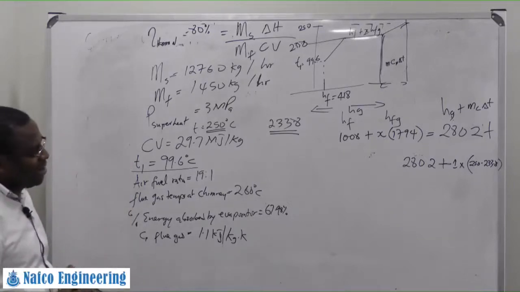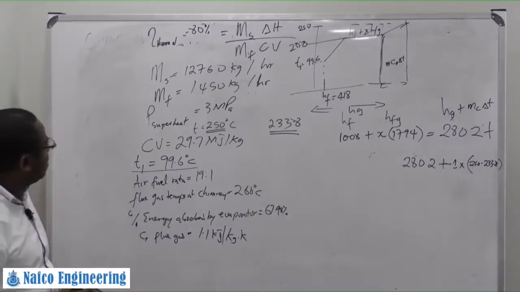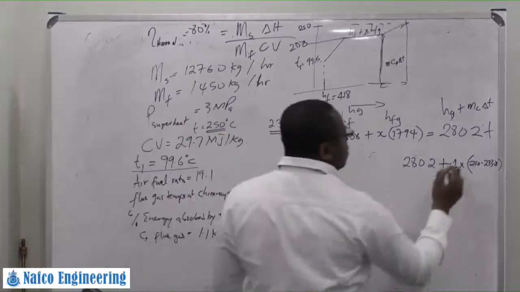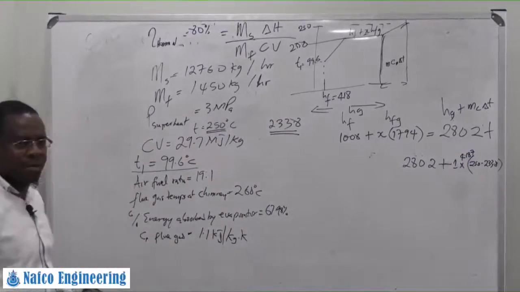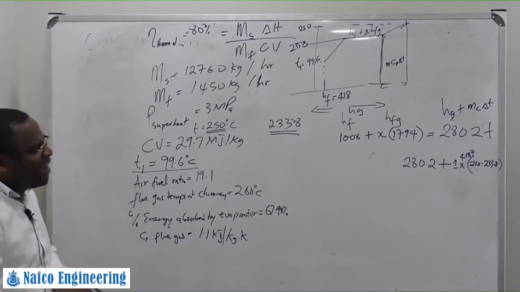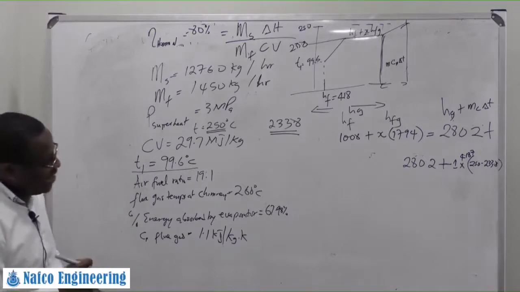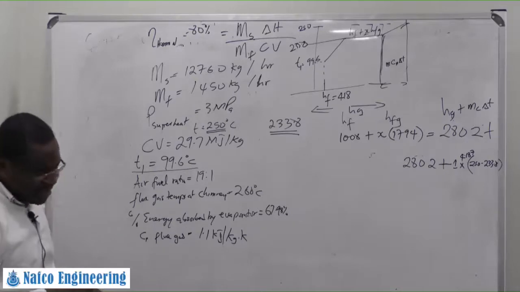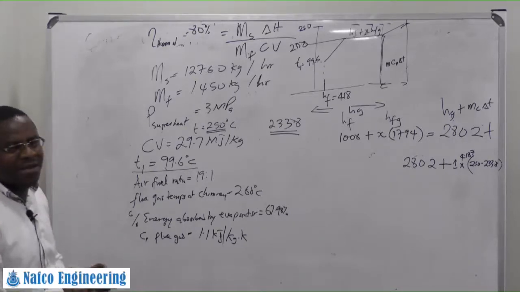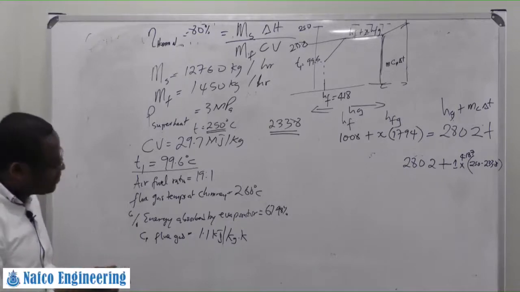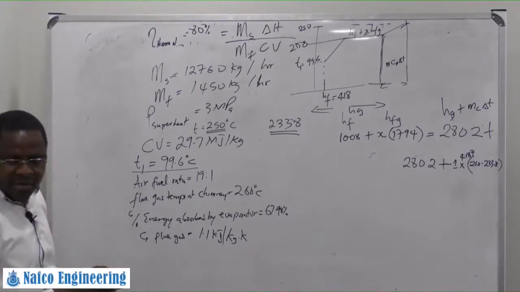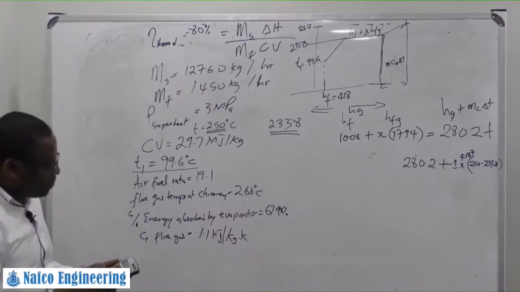Now, even if you put the MCP, it's 4.187. All right, but now the answer will not give us what we want, because that will give us a very high value. Check, you are going to get something more than dry. Check. 4.18. 2869. For X. Hold on.